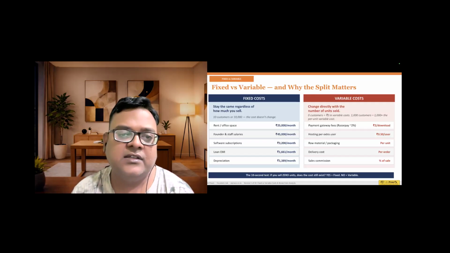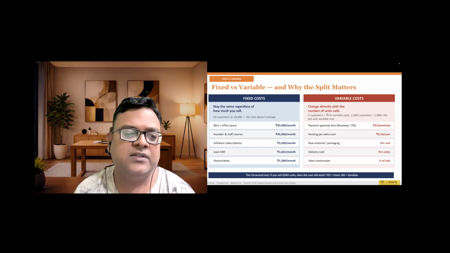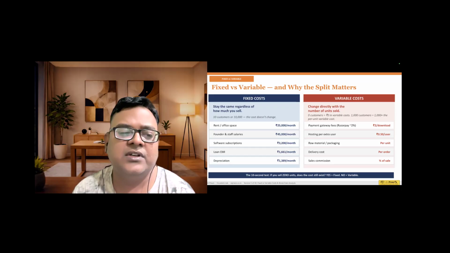Yes. So let's understand the fixed cost. Fixed costs stay the same regardless of how much you sell. No change at all. 10 customers, 10,000 customers doesn't really matter, because these are the costs which you pay maybe for your rent, office space, and they don't change, of course. The founder or staff salaries, software subscriptions, loan EMIs, depreciation, these all remain fixed.